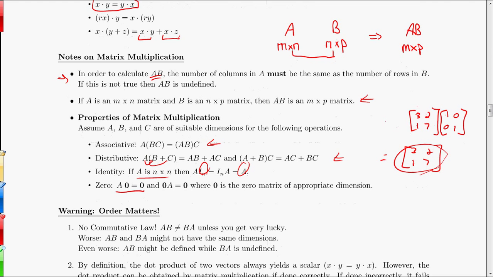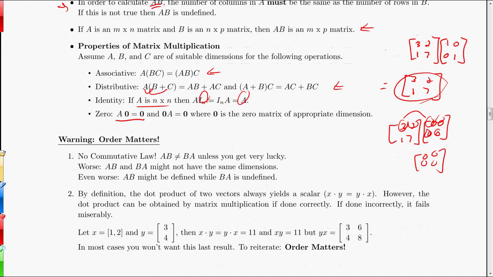Any matrix times the 0 matrix, as long as they're the appropriate size, results in the 0 matrix. And that should make sense because the 0 matrix is just a bunch of zeros. So when you start multiplying these things, 3 times 0 plus 2 times 0, you're just going to get zeros everywhere, right? So multiplying by the 0 matrix does exactly what you would expect it to do. It gives you the 0 matrix back. It might give you a 0 matrix of a different size, but it will contain all zeros.